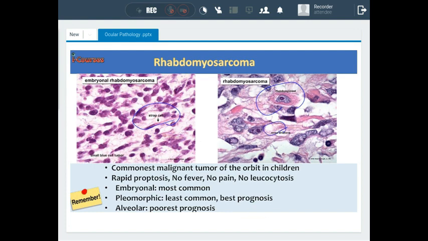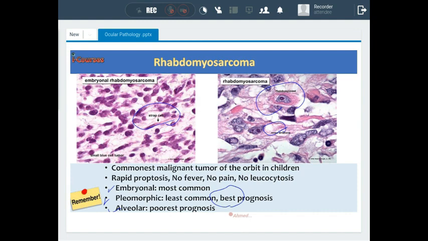There are different pathological features of this tumor. In histopathology, it can show the embryonal type, which is the most common, and the pleomorphic type, which is the least common but has the best prognosis, as we said before, meaning that it will respond to different modalities of treatment, such as radiotherapy or chemotherapy. And finally, we have the alveolar type, which carries the poorest prognosis, and the treatment of this tumor will be surgical debulking, radiotherapy, and chemotherapy.